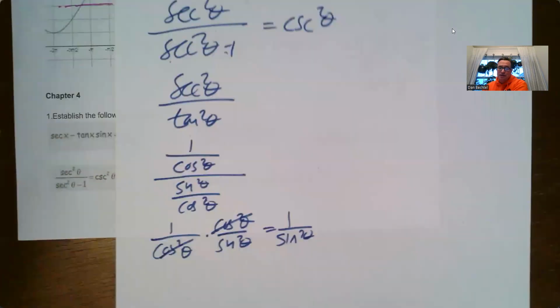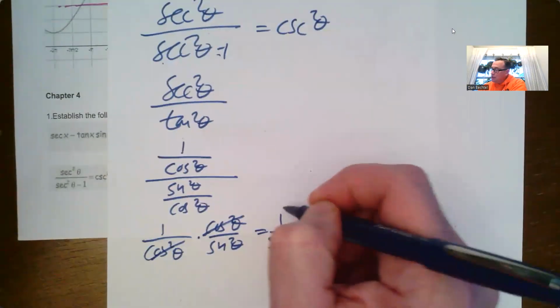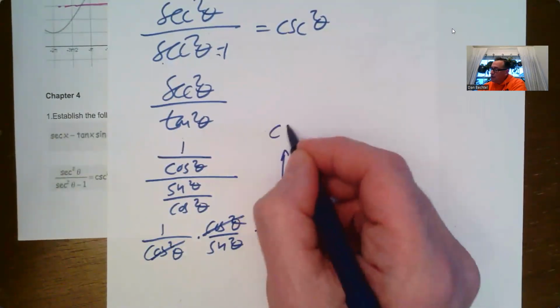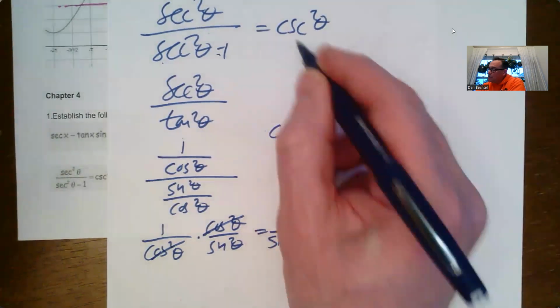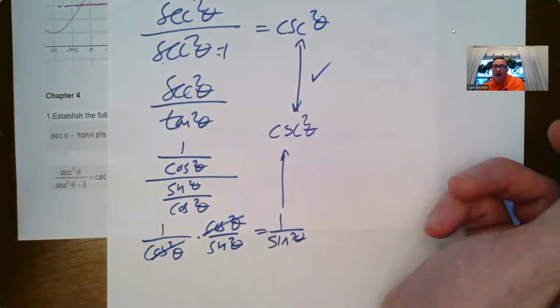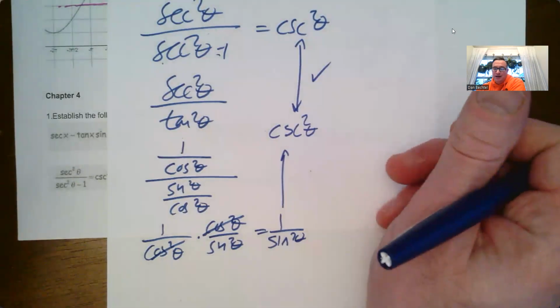I don't know if you remember this. 1 over sine is the same as the cosecant. So I could just say that this is the cosecant squared theta. And that is what I was trying to get to. Yay! Guys, one more.